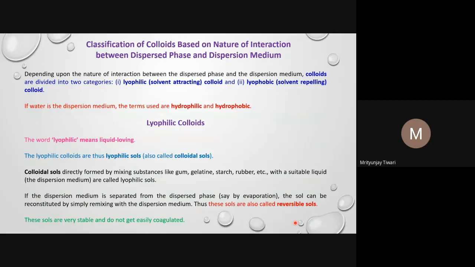Now let us look into the classification of colloids based on the nature of interaction between the dispersed phase and the dispersion medium. What can be the interaction between them? Suppose the dispersion medium is a liquid and the dispersed phase is a solid, then one can make this kind of classification. Depending upon the nature of interactions between dispersed phase and dispersion medium, colloids are divided into two different categories, and one category is called a lyophilic colloid.